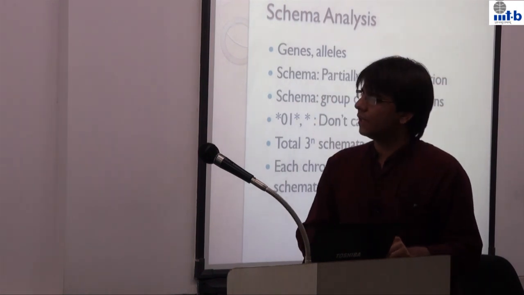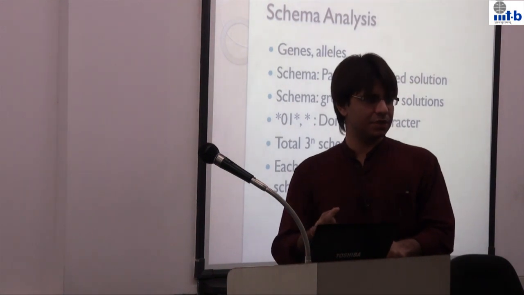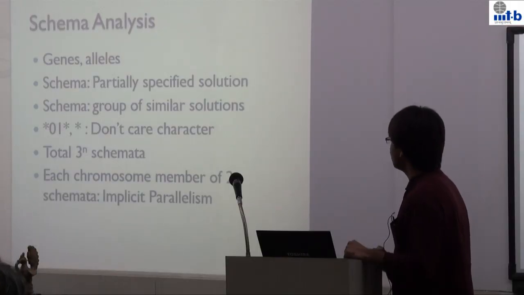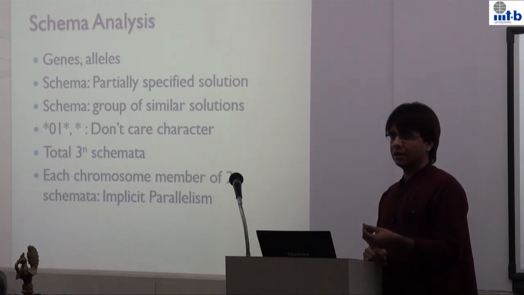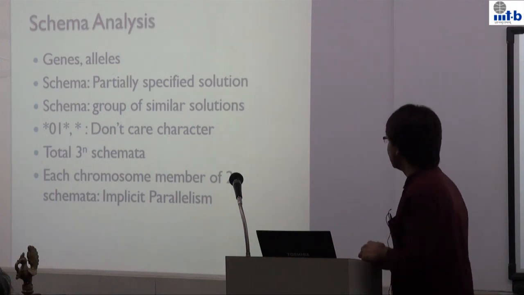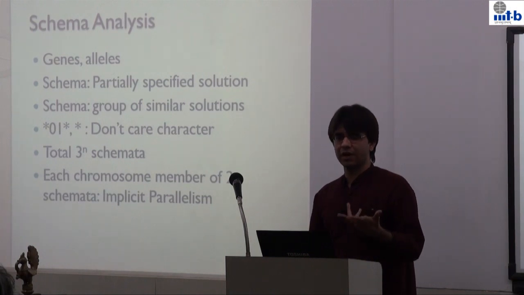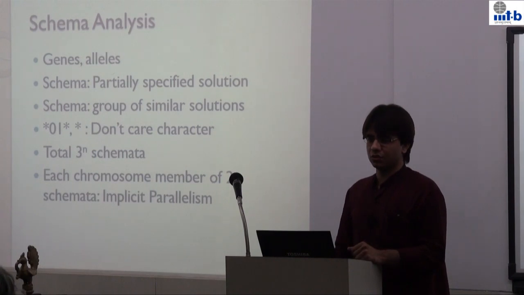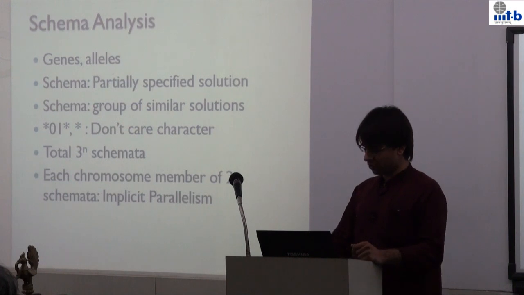In total, if there are n positions or n bits, 3^n schemata are possible, because each position can take 3 values: 0, 1, or a don't care character. And each chromosome is a member of 2^n schemata. Why? Because for each position either we specify it by saying 1 or 0, or we leave it unspecified. This is a very important feature of genetic algorithms, known as implicit parallelism, because while evaluating a chromosome, we get information about 2^n different schemata. This is the feature the genetic algorithm tries to exploit to search for a better solution.